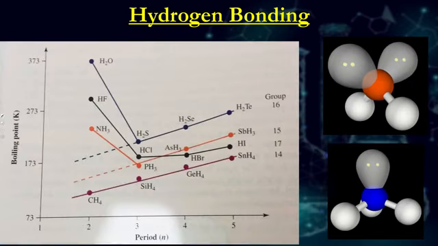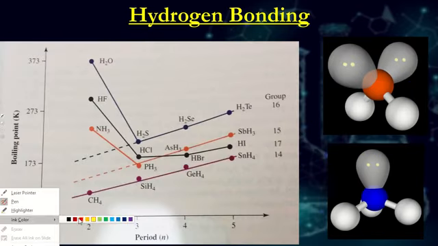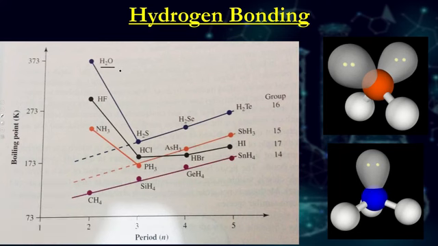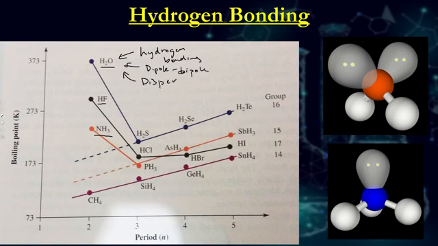And we can actually have a look at that in terms of their boiling points. So see here, H2O, that is an example of hydrogen bonding, HF, hydrogen bonding, and NH3, hydrogen bonding as well. Obviously, it's not the only one. So water has hydrogen bonding, it has dipole-dipole, it also has dispersion. So it has all three.